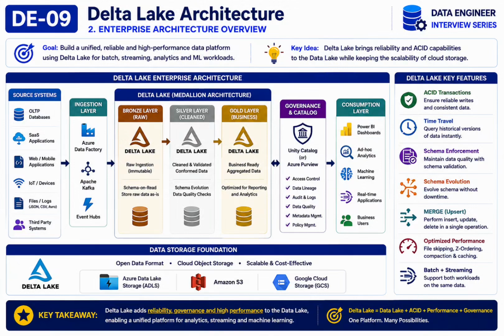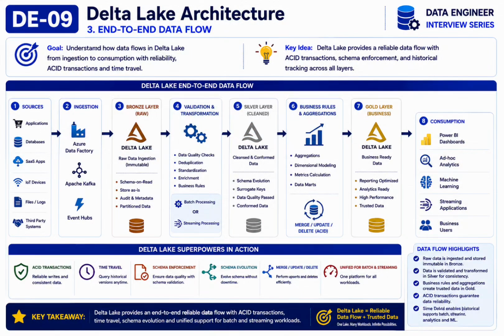Now let's follow one customer order through the complete Delta Lake pipeline. A customer places an order through the company's mobile application. Then Azure Data Factory or Kafka captures the transaction and sends it to the bronze layer. Bronze stores the raw event exactly as received, preserving the original data. Next, the ETL process validates mandatory fields, removes duplicates, standardizes formats, and enriches the data. Then the clean data is stored in the silver layer.